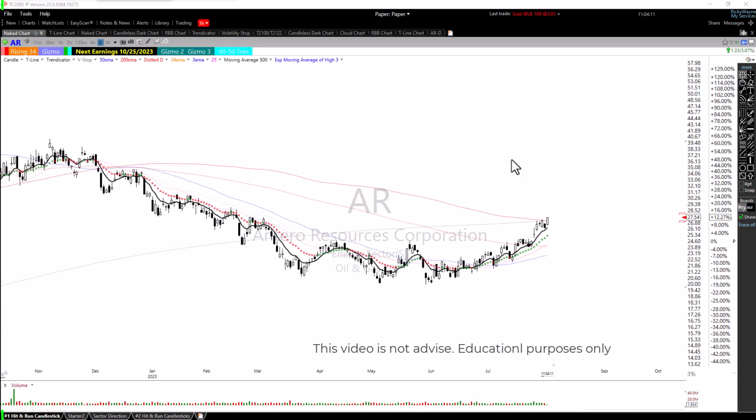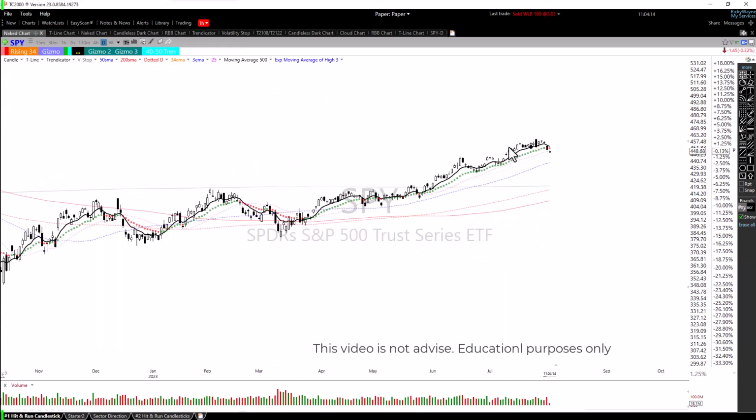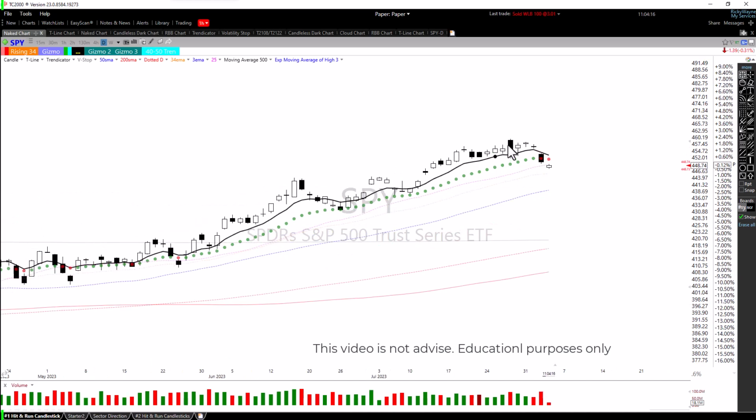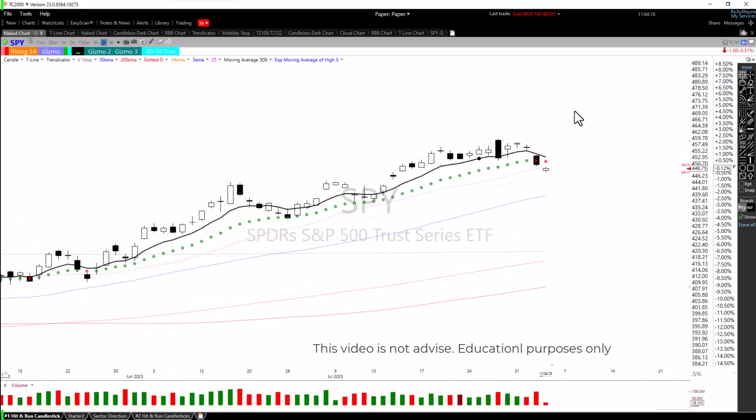I'll put the SPY up here, and I want to cover what moving averages I use to start with. That's number one. I'm going to run through that fast, all right? So if anyone says, hey, wait, what's that? Please ask.